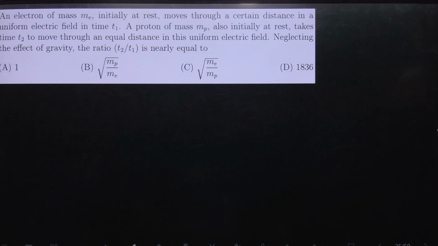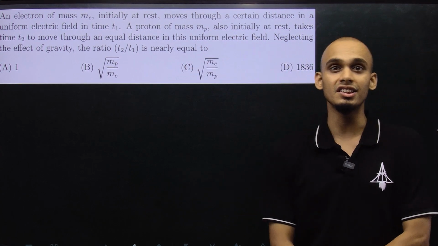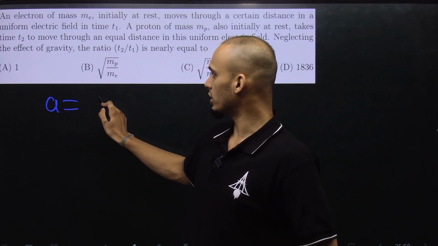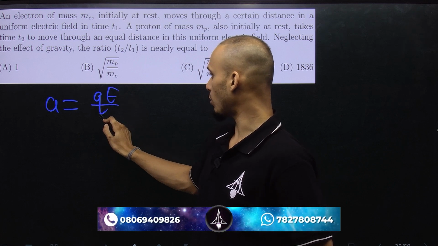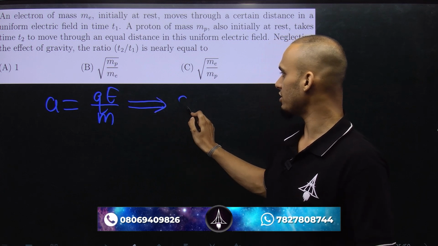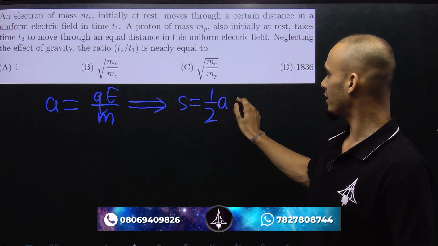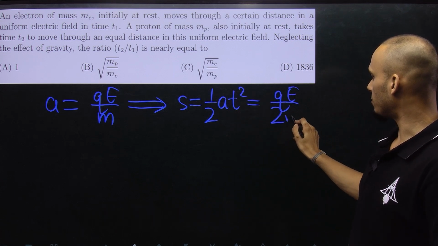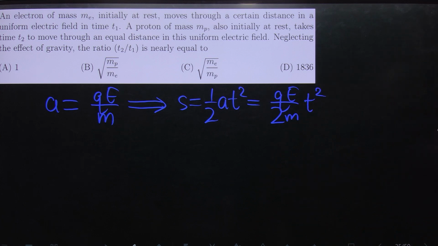Next question, we have an electron of mass me accelerating under an electric field. It travels equal distances in time t1 as a proton in the same electric field. Now we know that the acceleration of a charged particle is equal to the charge into electric field, which is the force, upon its mass. In this acceleration the distance moved from rest will be equal to half a t squared, that is qE upon twice m into t squared, the distance moved under a uniform electric field.